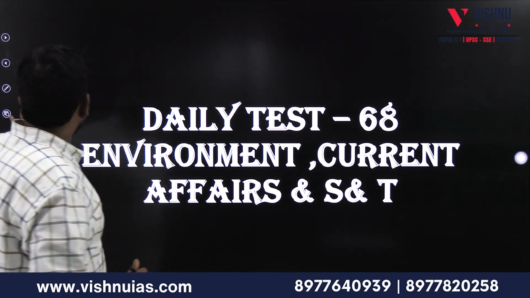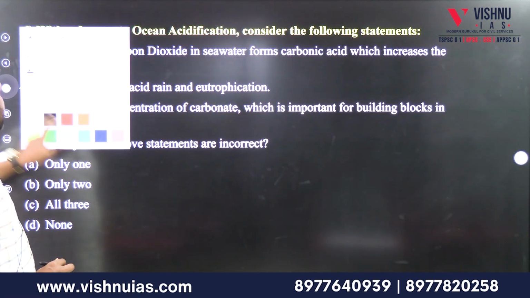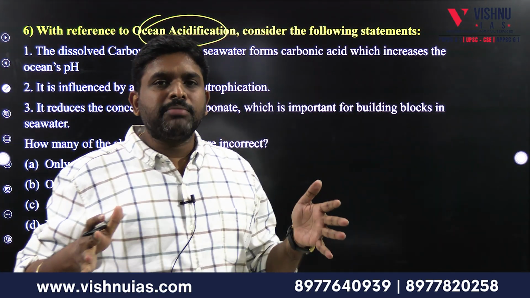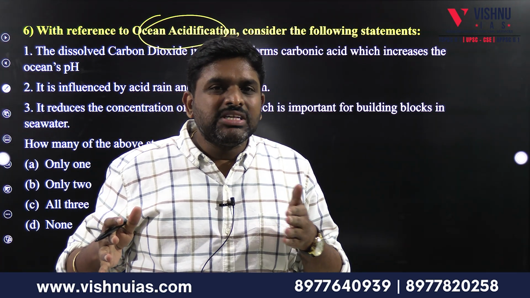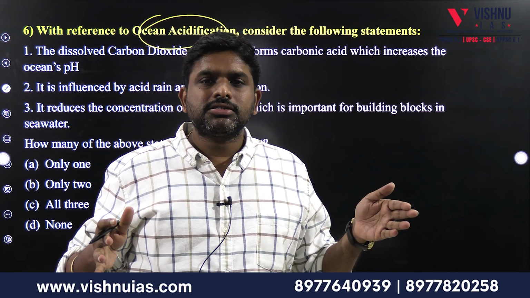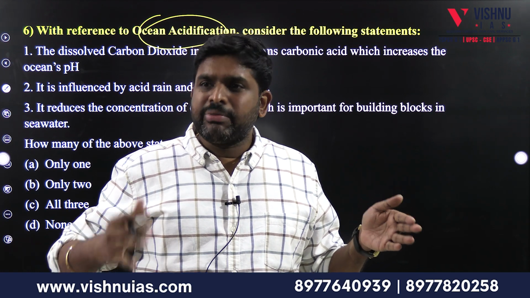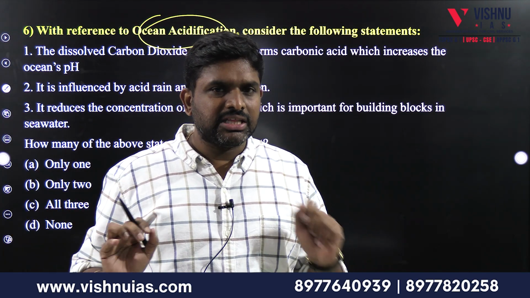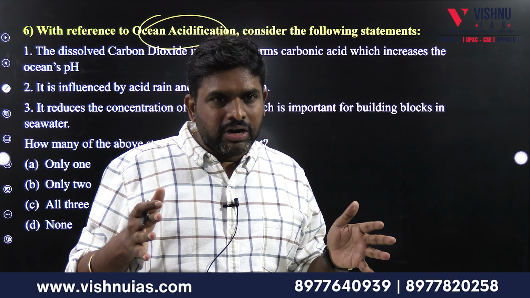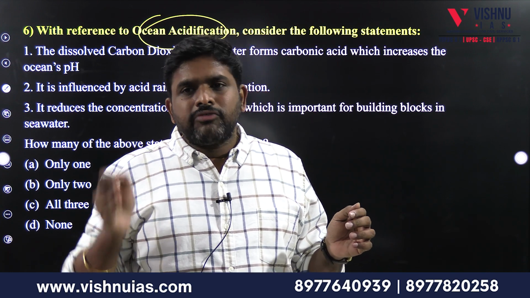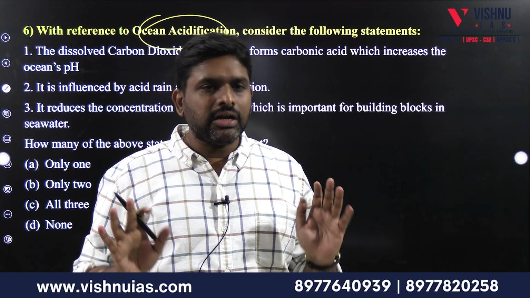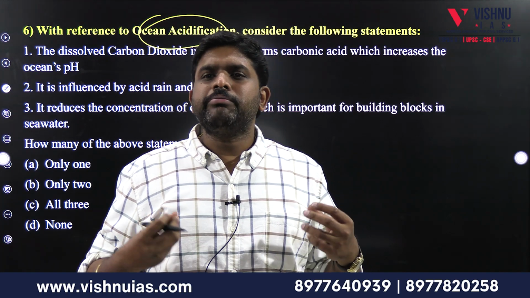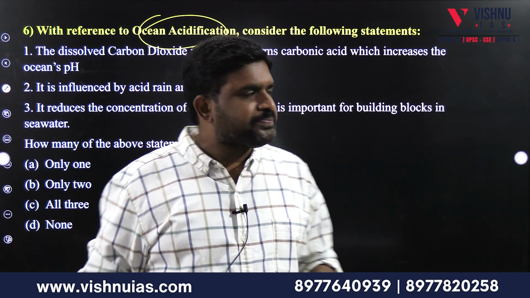So the 68th day, the first question, is on ocean acidification. First we have to remember the pH value. If the pH value is below 7, it is called acidic in nature. If the pH value is more than 7, it is called basic or alkaline in nature. That is the basic thing we have to know. So 1 to 6 is acidic, 7 is neutral, and 8 to 14 is alkaline or basic. As you know, alkaline water is very good. Why? Because it has zero acidity. So every human being wants alkaline, every human being wants basic.